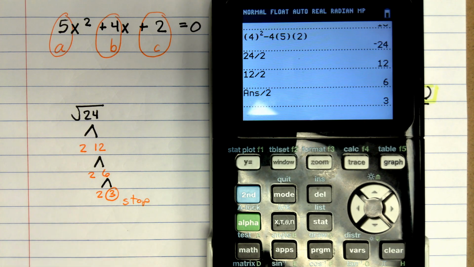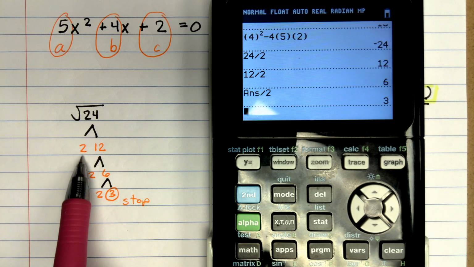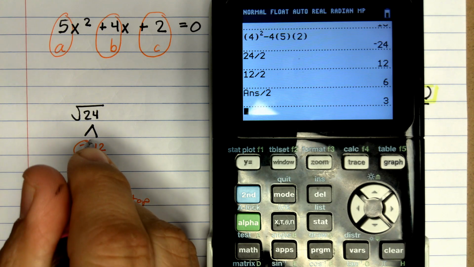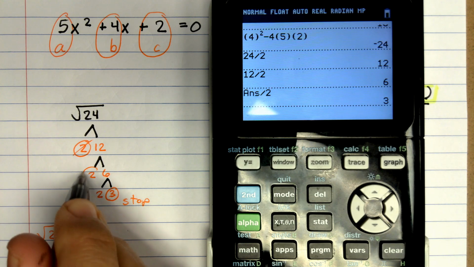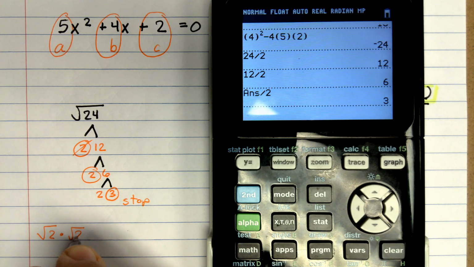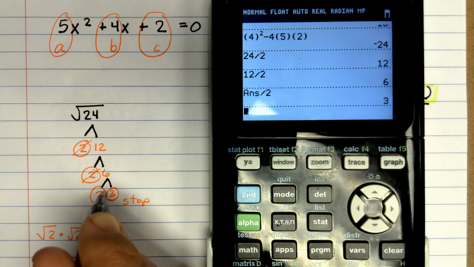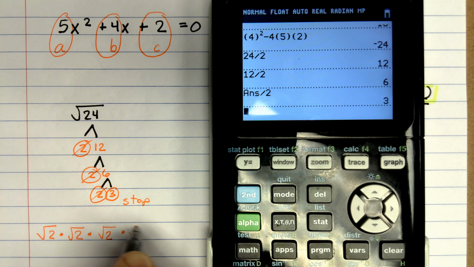Now, I'm going to write these all as radicals being multiplied. And when I say all of these, I'm just talking about the numbers on the left and the bottom right. And I'm going to circle them as I write them and cross them out. So that was square root of 2 times square root of 2 times another square root of 2 times the square root of 3.